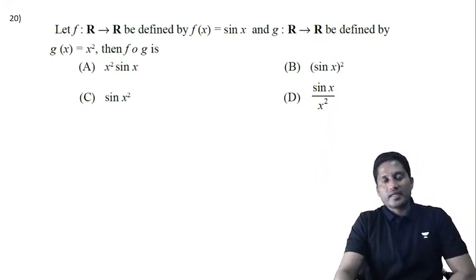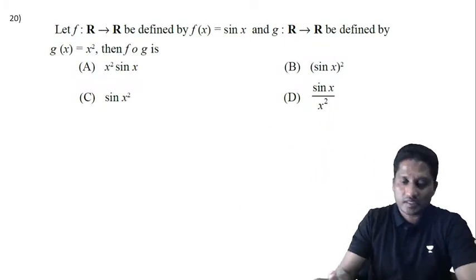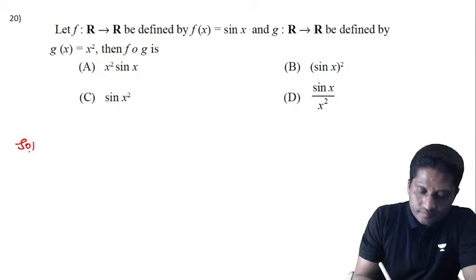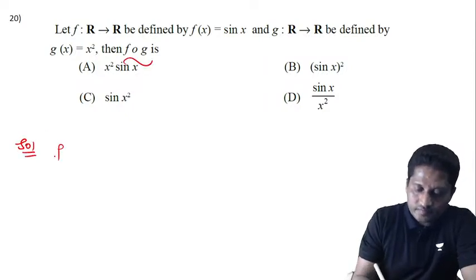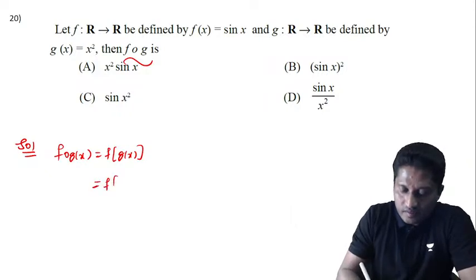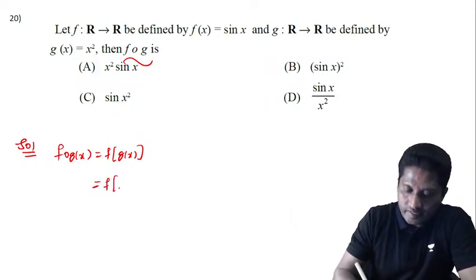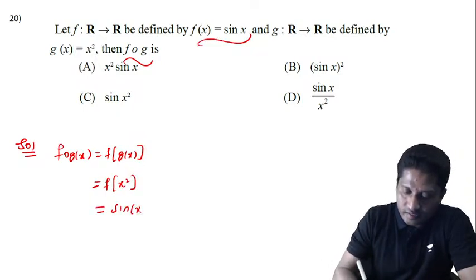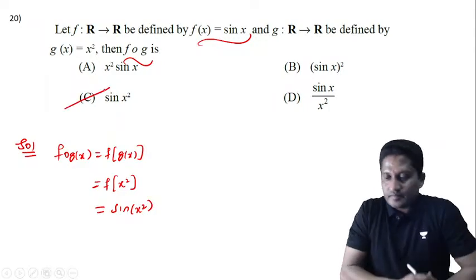Okay, question number 20. I'm supposed to find out what is F circle G of x. F circle G of x is equal to f of G of x. This f I'll keep as it is. G of x is equal to x square. F of x is equal to sin x, right? F of x square will be equal to sin x square. Answer is option C.